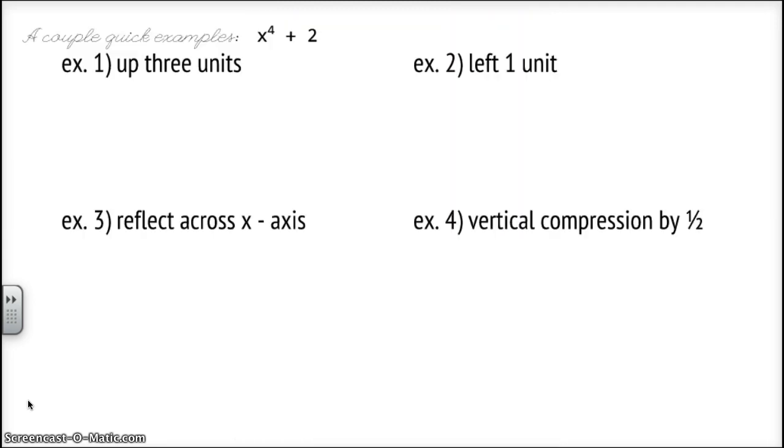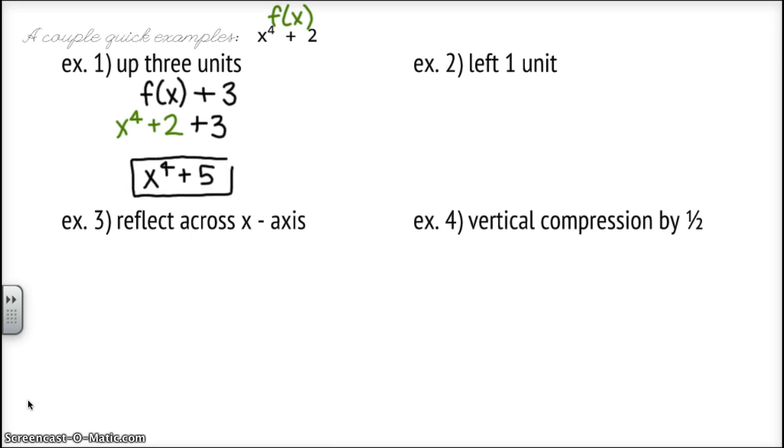First one, a couple quick examples. x to the 4th plus 2. The first translation I want you to do is up 3 units. Okay? So, up 3 units, what we need to be thinking about is f of x, and then we're going up 3. So this is our function here. This is our f of x. And so we're going to take x to the 4th plus 2, and we're going to add 3 units to that, and that's going to help us get our solution. So our new translated function, the new function after translation up 3 units, is x to the 4th plus 5. Okay, that's not too bad.